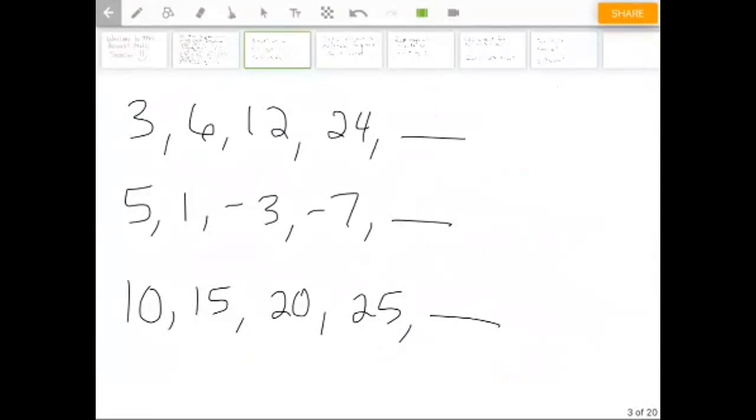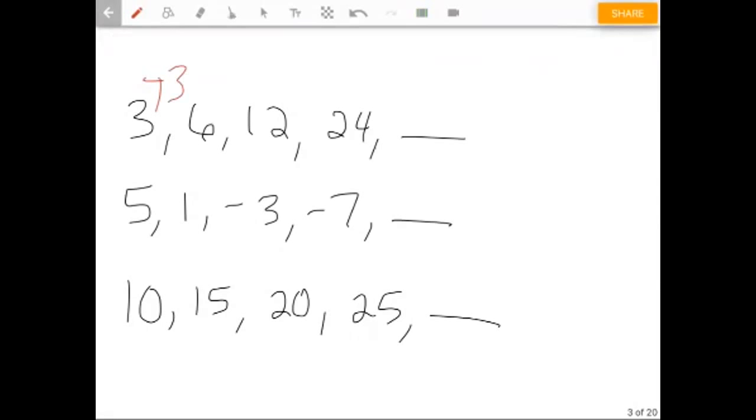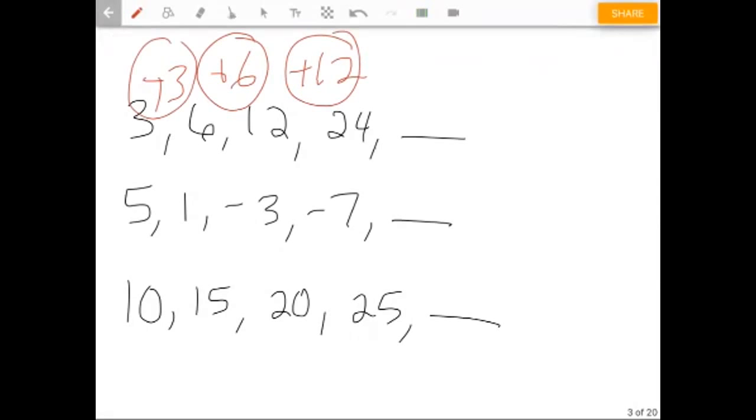All right, welcome back. To see if it's an arithmetic sequence, we're going to check the difference. To get from 3 to 6, you add 3. 6 to 12, you add 6. 12 to 24, you'd add 12. So is the difference constant? Nope, it's changing every time. So this is not an arithmetic sequence.